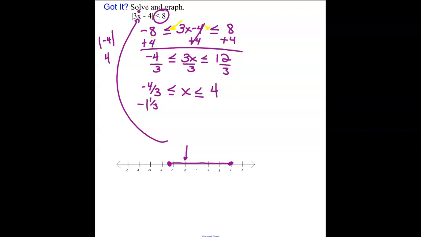So those are the and ones. We are saying that 3x minus 4 had to be less than or equal to 8 and at the same time greater than or equal to negative 8. Okay? So less thans or less than or equal to's, either of those, you are looking at trying to be in between.